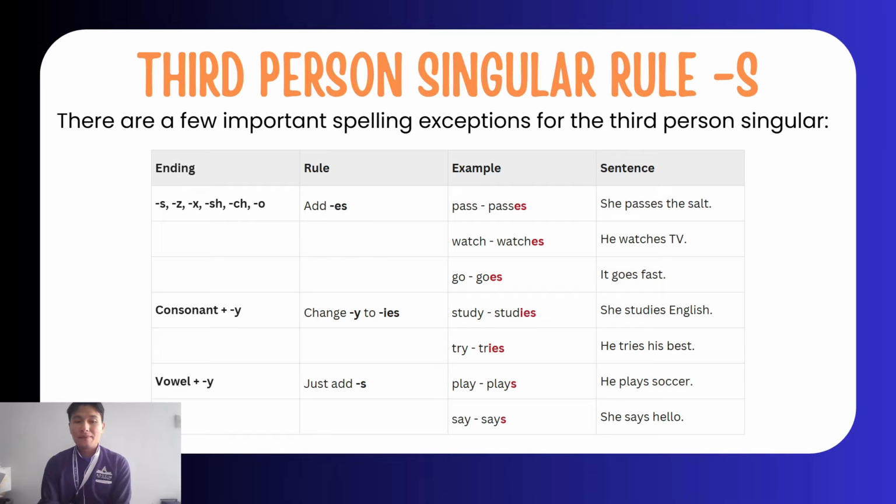Finally, when we have a verb that ends in vowel plus Y, we just add S. For example, play, plays. He plays soccer. Say, says. She says hello.